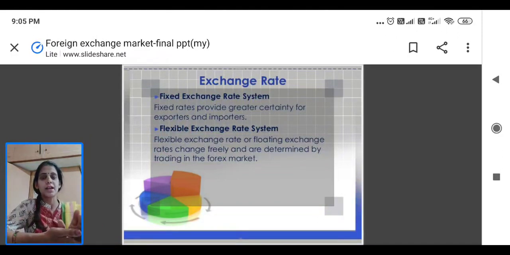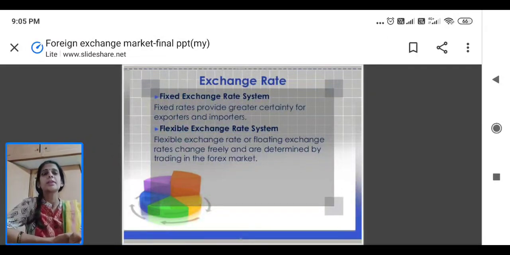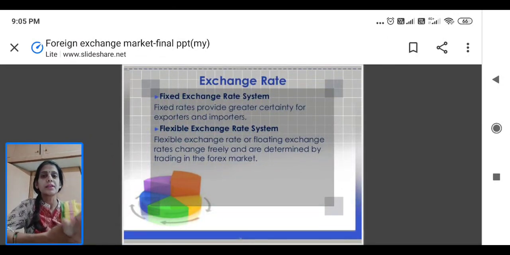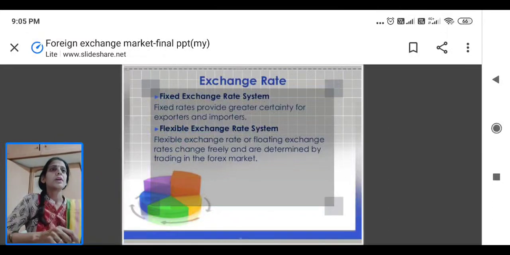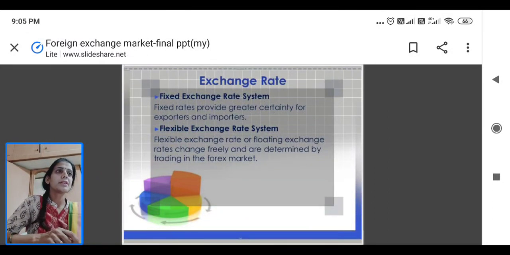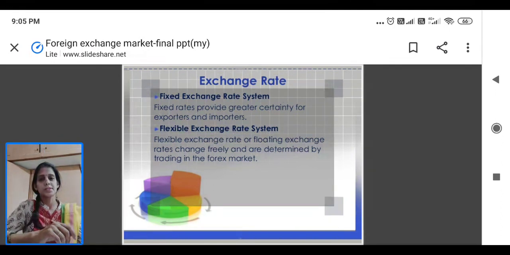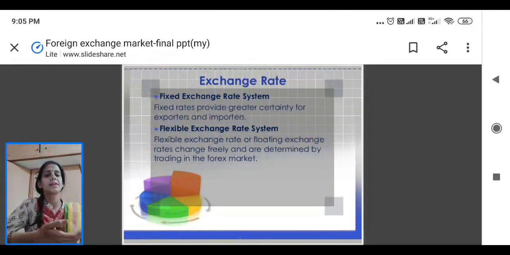So I am fixing that particular rate for future transactions as well. Whatever transaction I am doing today, it may reach after 15 days, but I am fixing that rate. I am locking that particular price. That is nothing but your fixed exchange system. Fixed rates provide greater certainty for the exporters and importers. It gives the greater certainty.